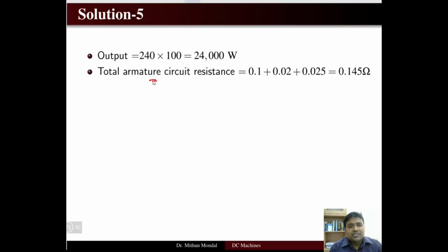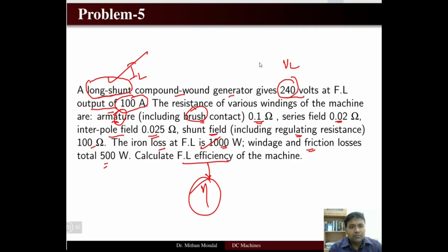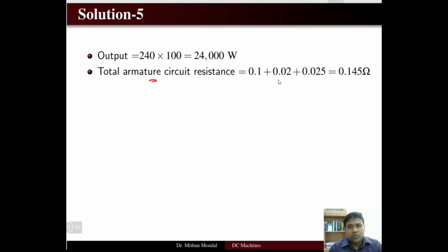Total armature circuit resistance. So what is the total armature circuit resistance you have? From the data that is being given to you, please note down, you have been given three resistances. One is the armature, which is 0.1 ohms. Interpole field, which is in series with the armature, is 0.025, and the series field is 0.02. So three resistances together will make your armature circuit resistance. This is in accordance with the construction of the DC machine. So the total resistance is coming to be 0.145 ohms.